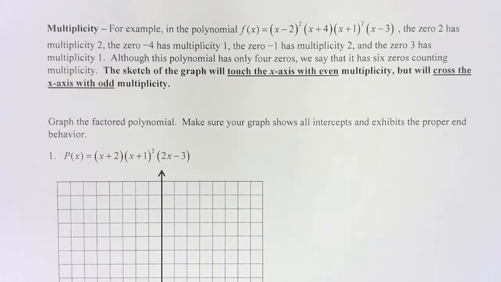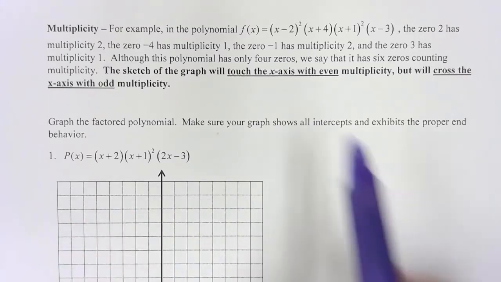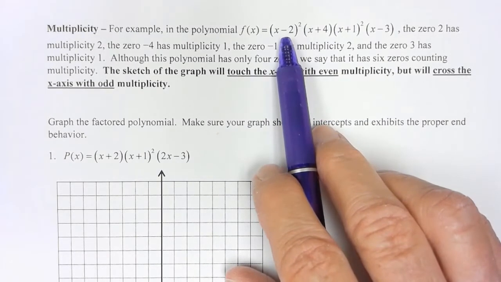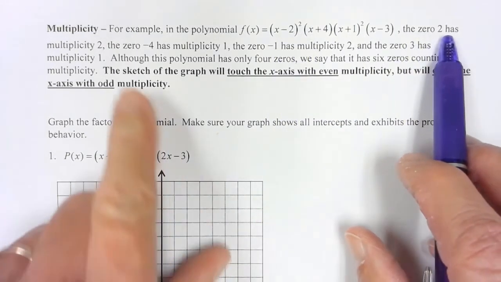We are going to talk about multiplicity now. For example, in the polynomial f of x equals the quantity x minus 2 squared times the quantity x plus 4 times the quantity x plus 1 squared times the quantity x minus 3. Notice these are all factors, and if you set them equal to 0, this would be x equals 2. The zero 2 has multiplicity of 2.